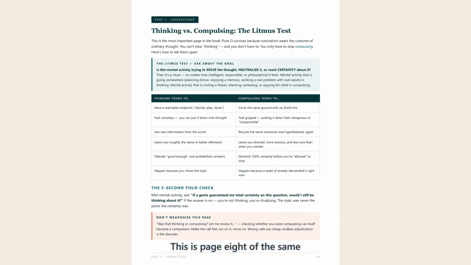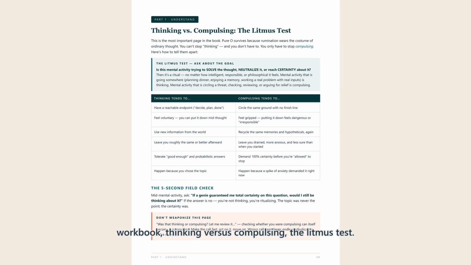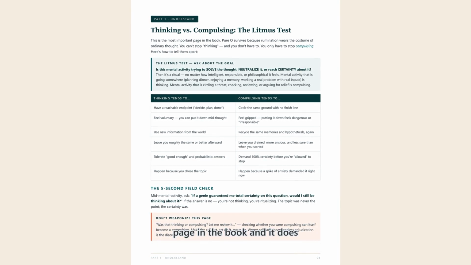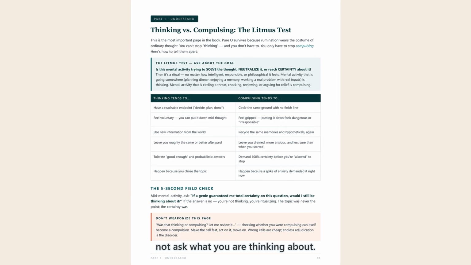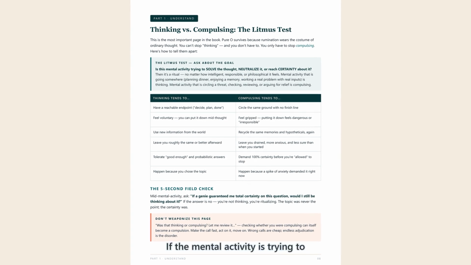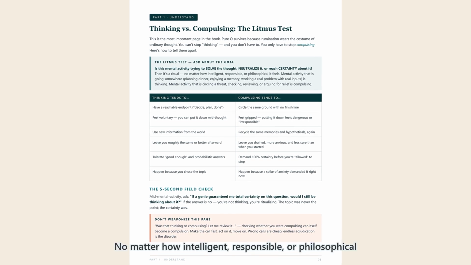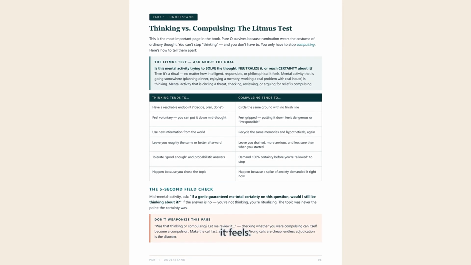This is page 8 of the same workbook. Thinking versus compulsing, the litmus-test. The page calls itself the most important page in the book, and it does not ask what you are thinking about. It asks what the thinking is for. If the mental activity is trying to solve the thought, neutralize it, or reach certainty about it, that is the ritual. No matter how intelligent, responsible, or philosophical it feels.